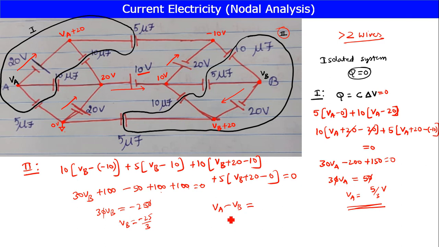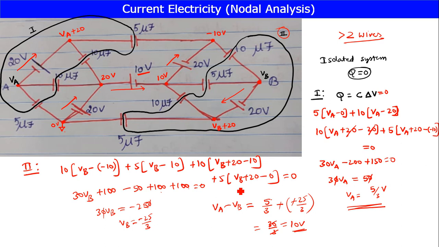The potential difference between A and B. So here VA is nothing but 5 by 3 minus VB is nothing but minus 25 by 3. This minus that minus gets cancelled. So 5 by 3 plus 25 by 3 is nothing but 30 by 3. So that will be like 10 volts. Is that clear? So basically we have applied here nodal analysis, and charge is always conserved in an isolated system.